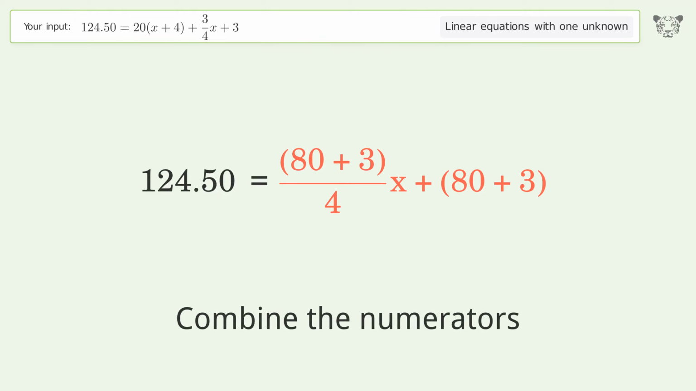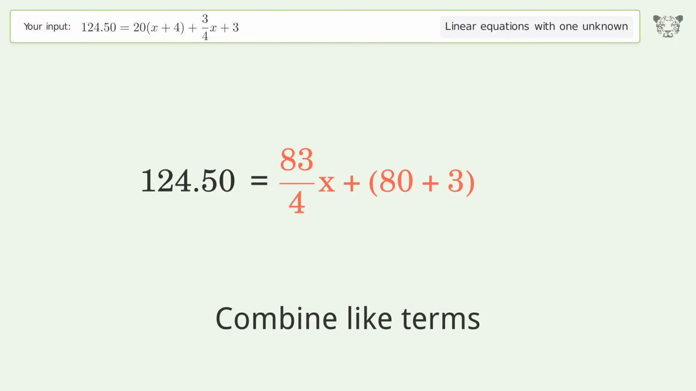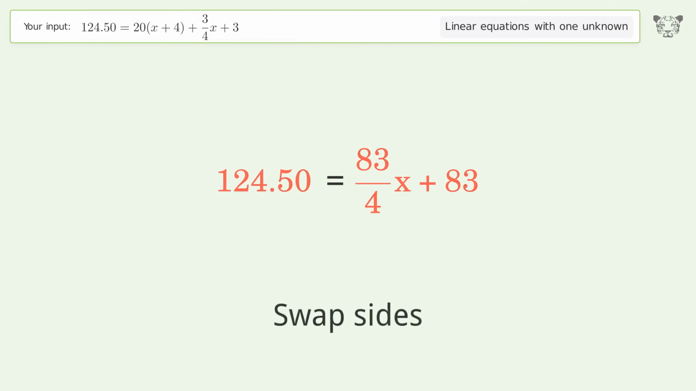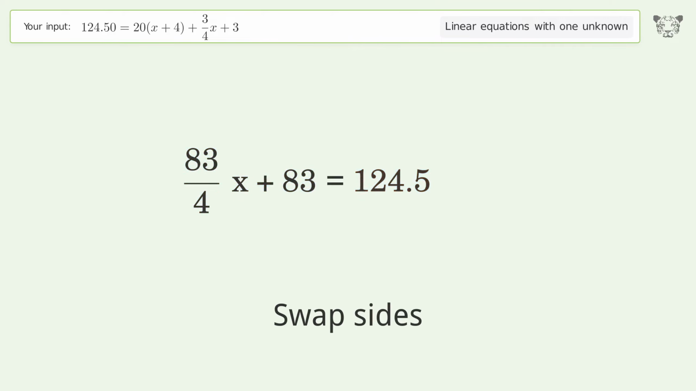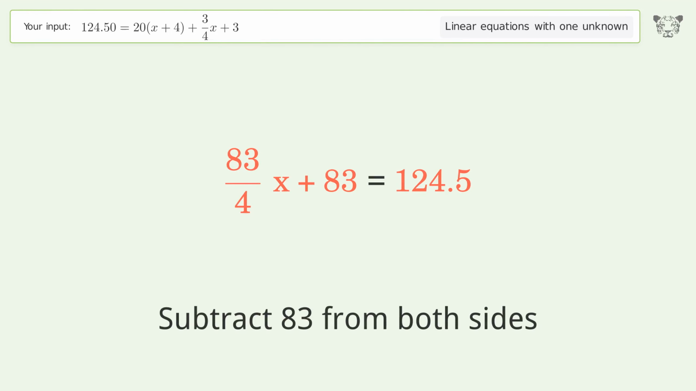Combine the numerators. Combine like terms. Swap sides. Group all constants on the right side of the equation. Subtract 83 from both sides.